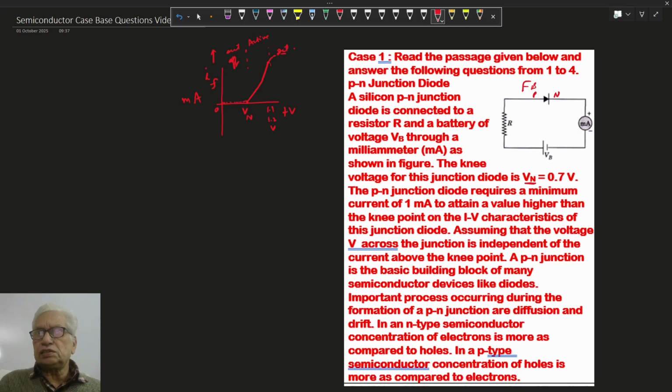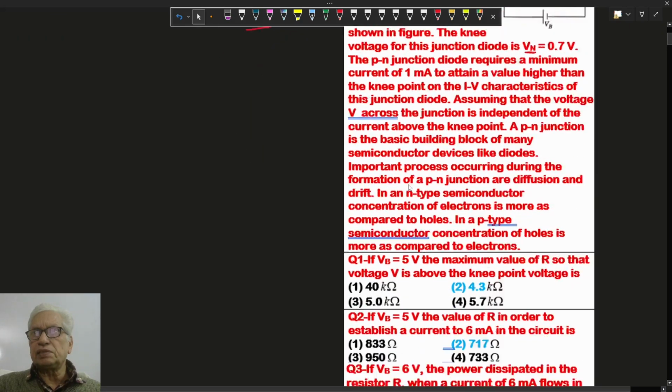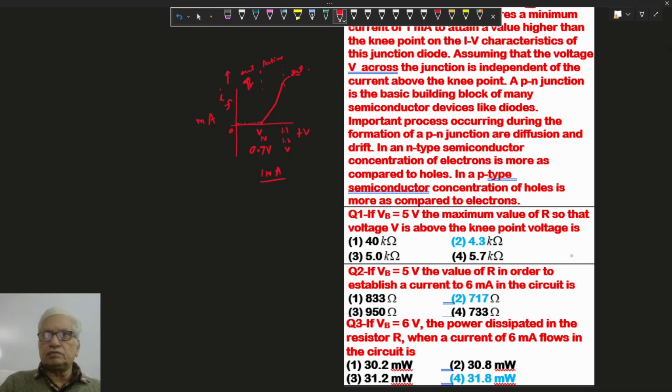So in this question, the knee voltage is 0.7 volt for silicon and the minimum current required is 1 milliampere. For protection, a resistance is connected. This is the basis we are discussing now. Question 1: battery voltage 5 volt. What is the maximum value of resistance required in the circuit?